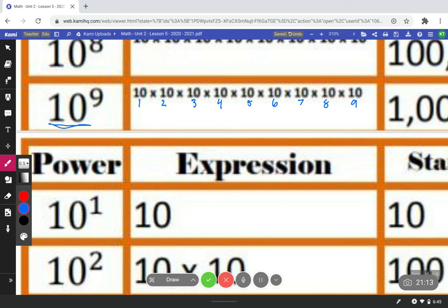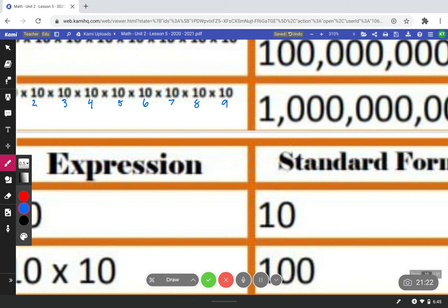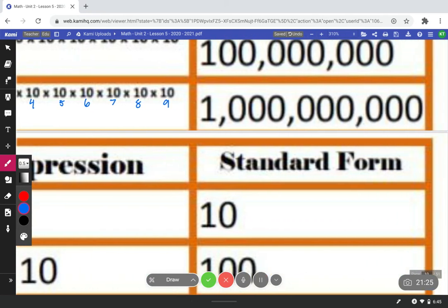So 10 is our base. 10 to the power of 9. We are multiplying 10 by itself 9 times. And the answer that we get is not thousand, not million, but billion. 1 billion. And look at this. So 10 to the power of 9 equals 1 billion. So look, a billion has 9 zeros.